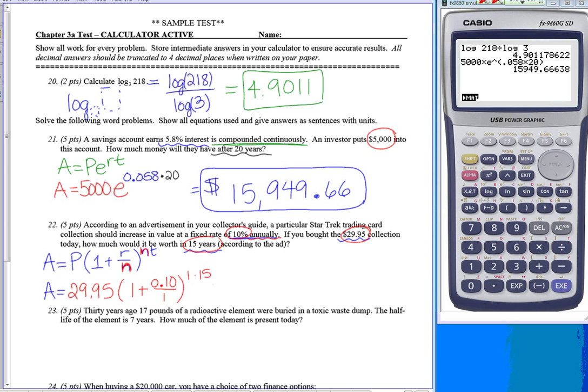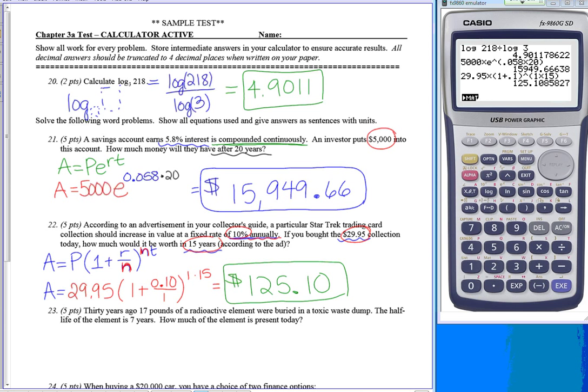So I just need to type this in my calculator. So that gives me $125.10. 10% is a lot of money to make, especially on something like a Star Trek card, so probably not all that realistic. But that's what the ad claims, so we're not necessarily going to believe that ad.